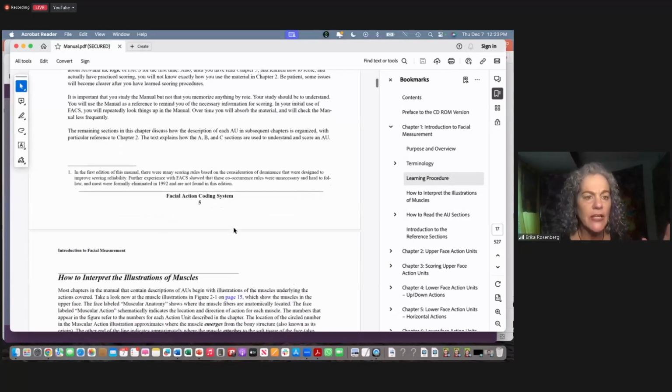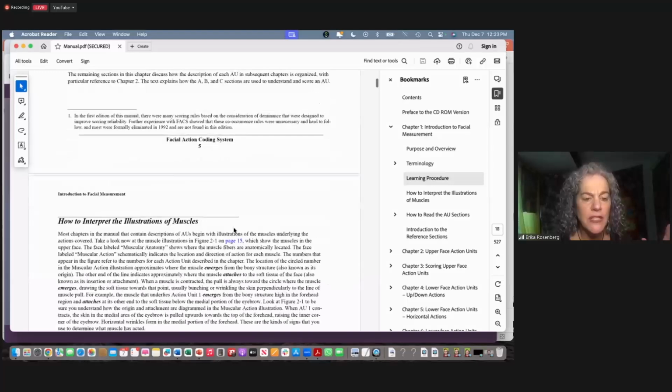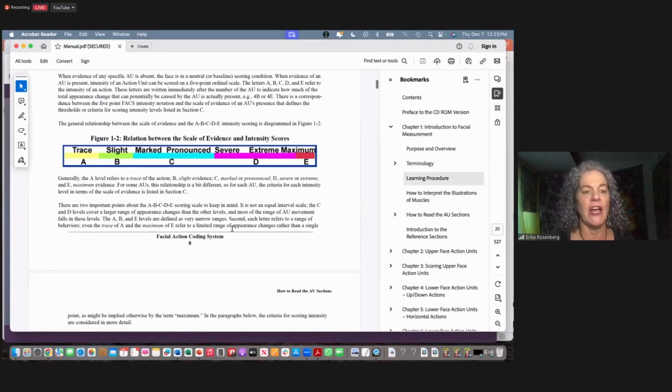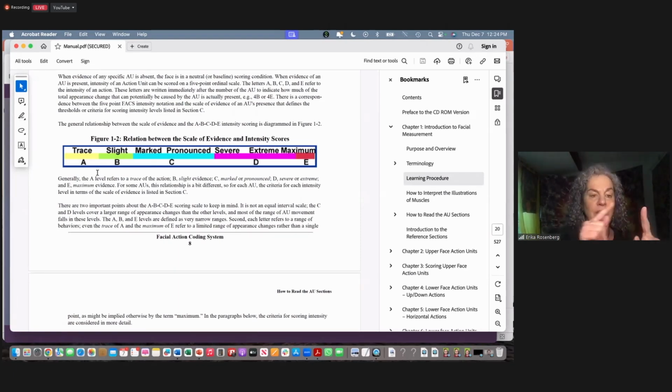Let's see if we can get in here. It's intensity code. Okay, let's look at this. This is a graphic depiction of the 5-point intensity scale in FACS that goes from A to E. And just to make clear, one of the things that people forget when they're coding is that, first of all, it's not an interval scale, meaning the distance between A and B is different from the distance between B and C. This is what we would call an ordinal scale. It just increases in order.